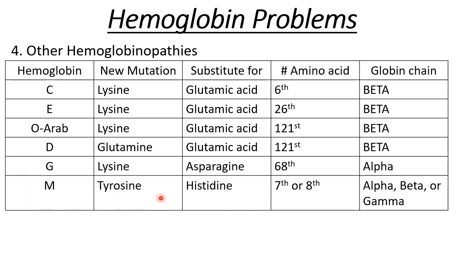Okay? The next part naman, yung mga unusual natin, hemoglobin D, ang nangyayari dyan, glutamine will substitute your glutamic acid at 121st beta. Hemoglobin G, si lysine will substitute your asparagine at the 68th of the alpha globin chain. And then lastly, your methemoglobinemia is associated with hemoglobin M. Tyrosine will substitute your histidine at 7th or 8th in every globin chain, no? Alpha, beta, or gamma. And that ends the lecture series for RBC pathology.